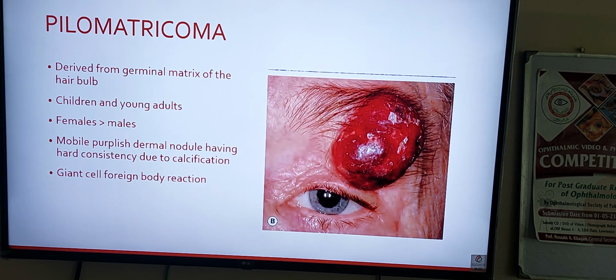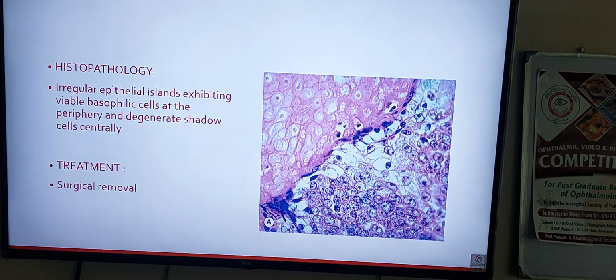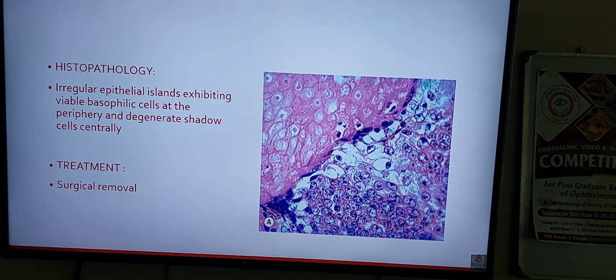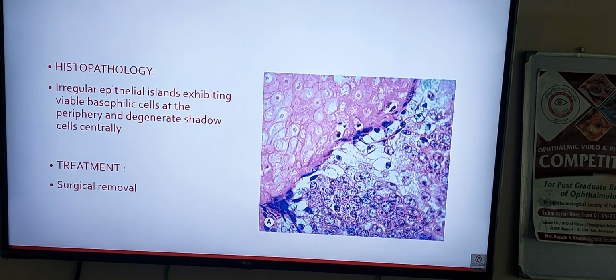Then we have the pilomatricoma. It is derived from the germinal matrix of the hair bulb, and it is usually present in children and young adults. Females are affected more than males, and it is a mobile purplish dermal nodule having hard consistency due to calcification, and a giant cell foreign body reaction is also seen. On histopathology, there are irregular epithelial islands exhibiting viable basophilic cells at the periphery and degenerate shadow cells centrally. The treatment is surgical removal.